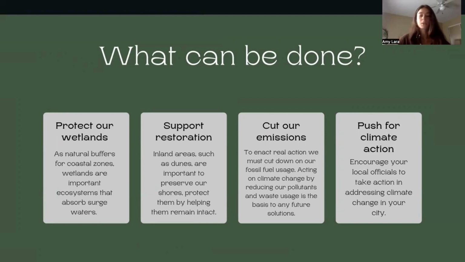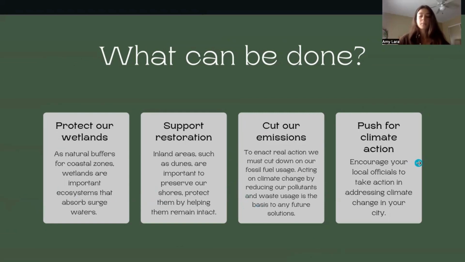We should also cut our emissions. To enact real action, we must cut down on our fossil fuel usage. Acting on climate change by reducing our pollutants and waste usage is the basis to any future solution. We should also push for climate action. Encourage your local officials to take action in addressing climate change in your city.